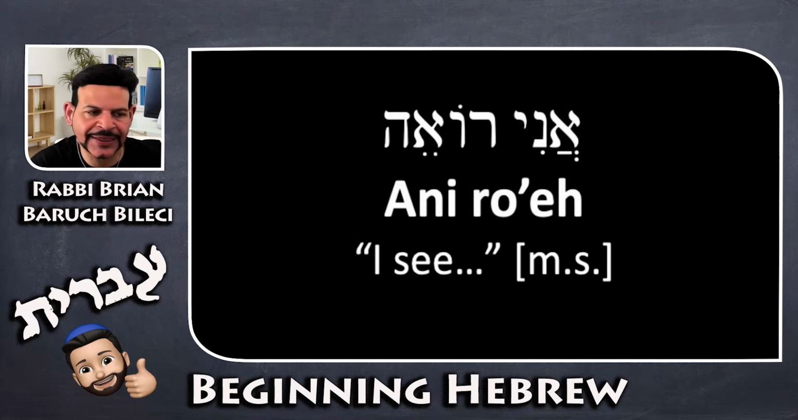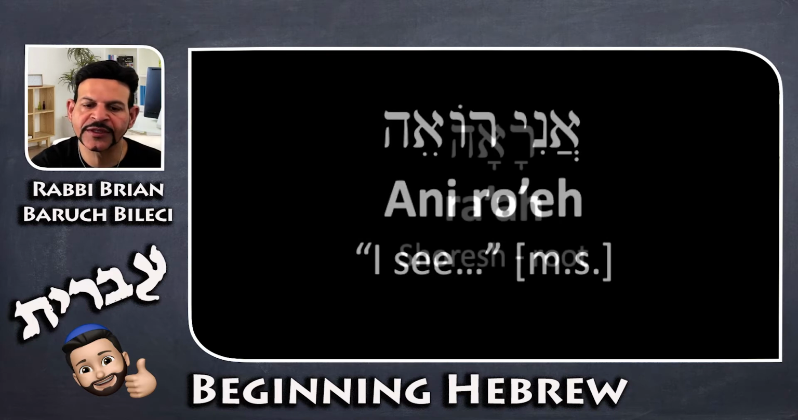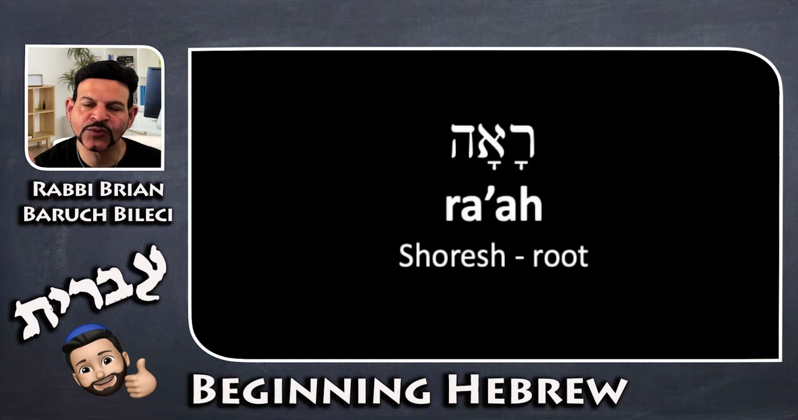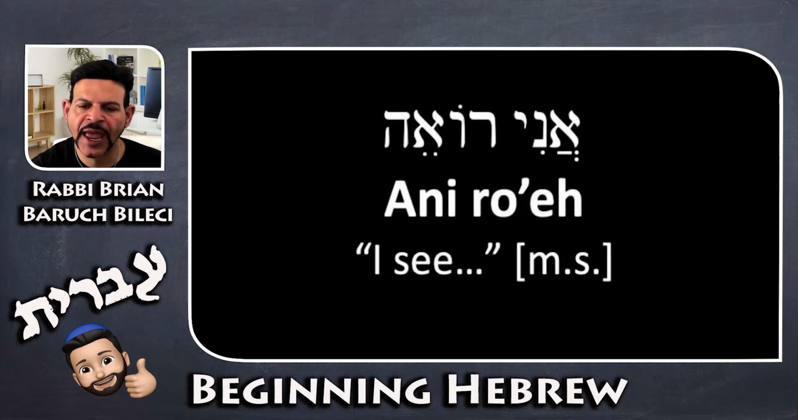So what is ani? Ani is I. Let's try that. Ani. Ani. That is I. So we have the pronoun ani in front of ro'eh. Ro'eh. Now remember, the root is ra'ah. And this is what you'll find in a Strong's Concordance or on Blue Letter Bible when you go to the interlinear section of the verse. And you will see ra'ah is the root, but it gets conjugated as ro'eh, as we see here.